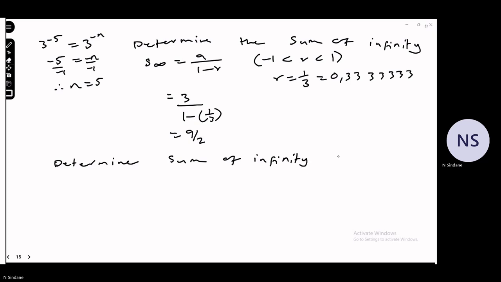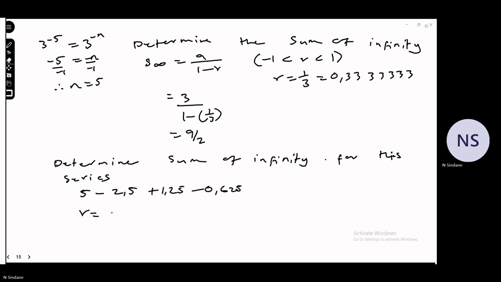Infinity for this series. The series is given as 5 minus 2.5 plus 1.25 minus 0.625. From this, I can now calculate the value of r.